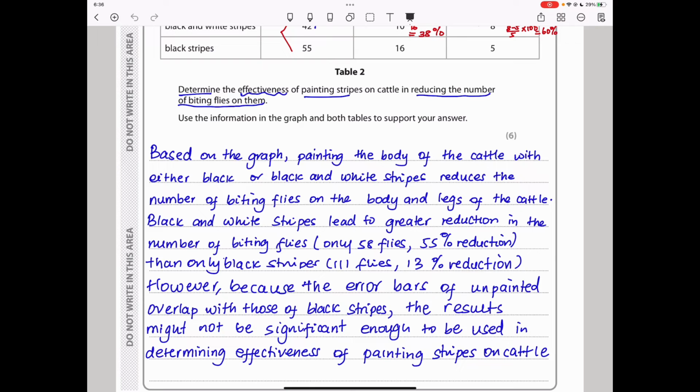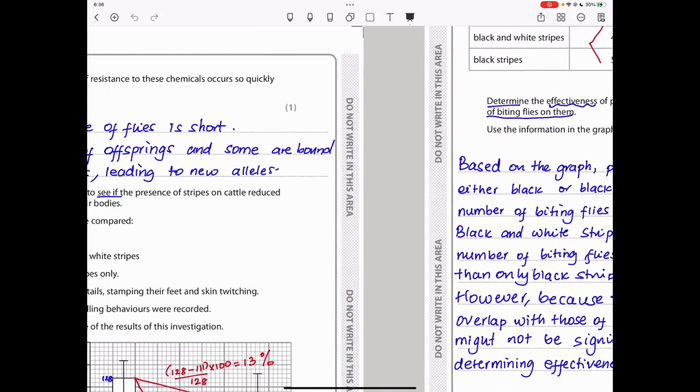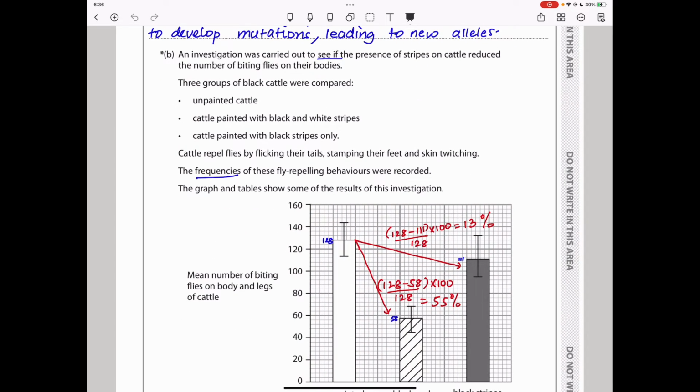Also, you remember we saw there were error bars, and the mean values had been calculated. So I said, however, because the error bars of the unpainted overlap with those of black and white stripes, the results may not be significant enough to be used in determining effectiveness of painting stripes on cattle. Can I take you back again to the previous graph so that you can see what I'm talking about? These are the error bars we're talking about. You can see this error bar here and that do overlap.